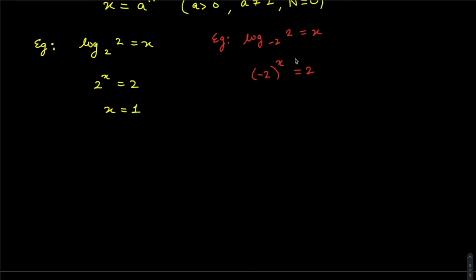Negative 2 raised to the power anything, right? So it should be 1 here, right? But that's not possible. So this is not possible, okay? This isn't possible, right? This is never going to be possible, okay? So that's something I want you to be aware of, okay?